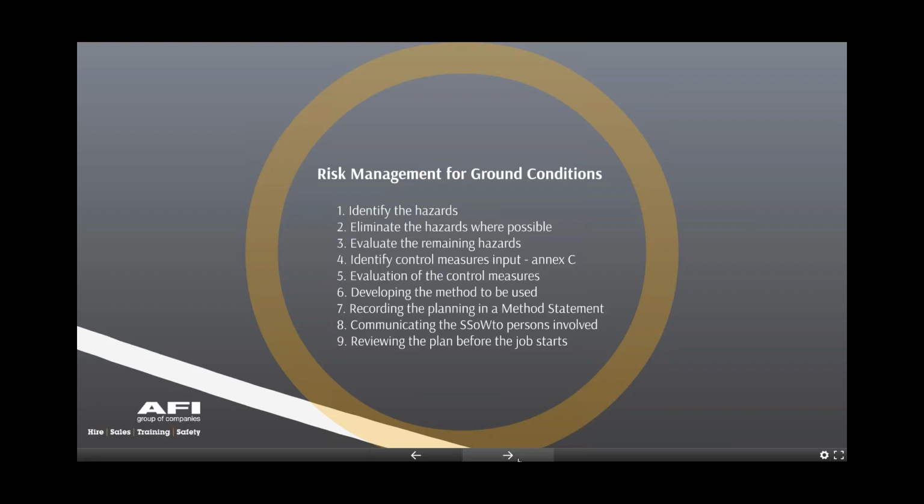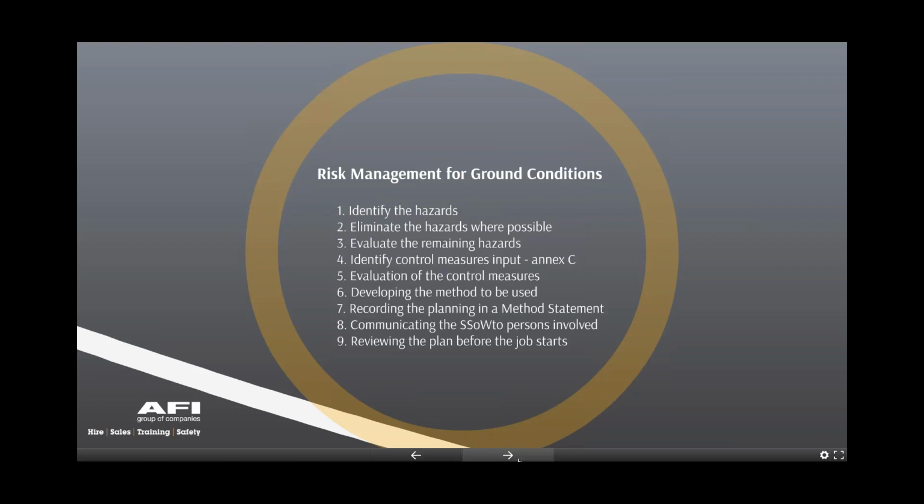Then we need to look at control measures. So what other control measures could we use? Could we use trackway? Could we have proprietary systems, timber mats, outrigger pads, etc.? And then we need to identify control measures that appear to be suitable. They should be assessed to ensure that they are adequate, which would include checking that one control measure will not conflict with others, or introduce a fresh hazard. For example, we supply them with trackway, or we supply them with a pad, and we haven't educated the guys and the girls that are using the equipment on what they need to do with it.